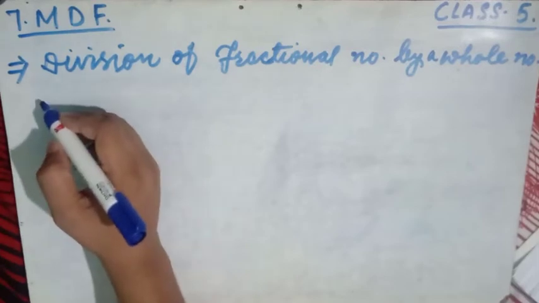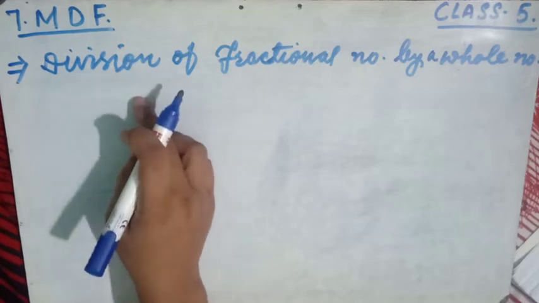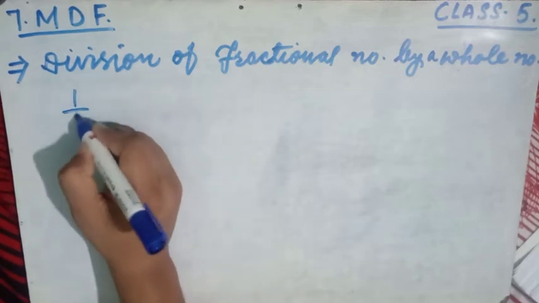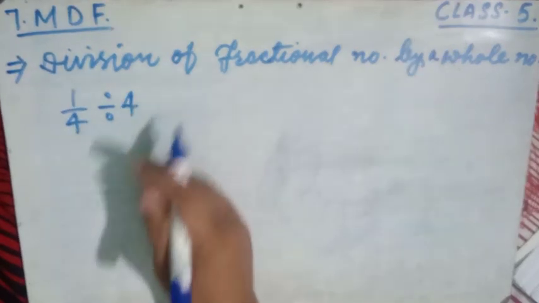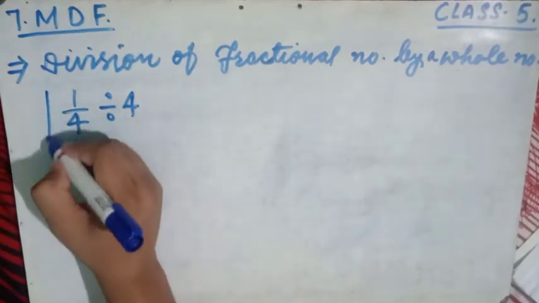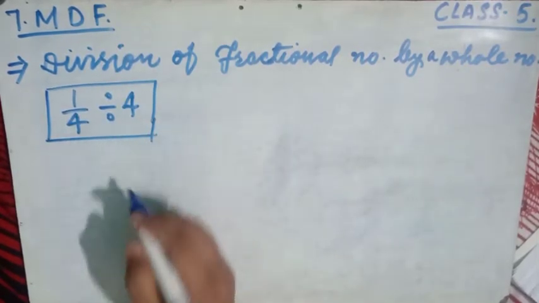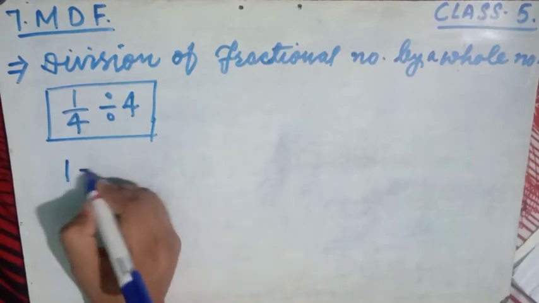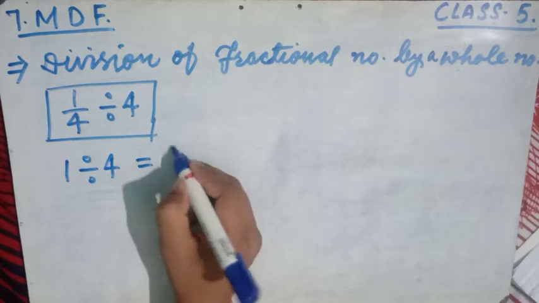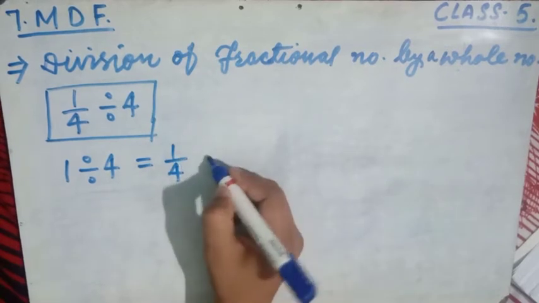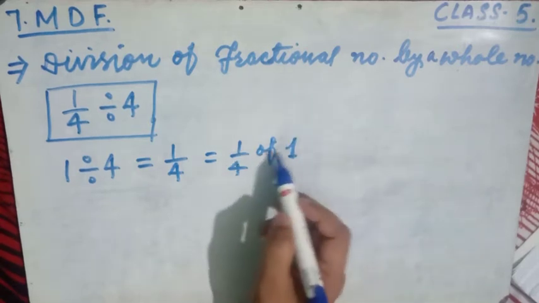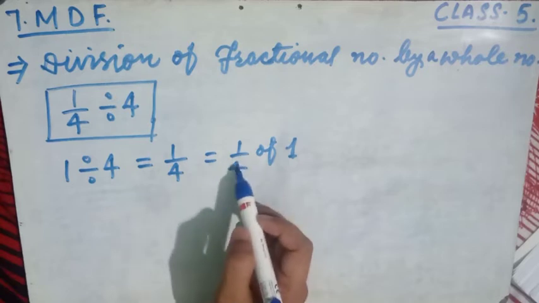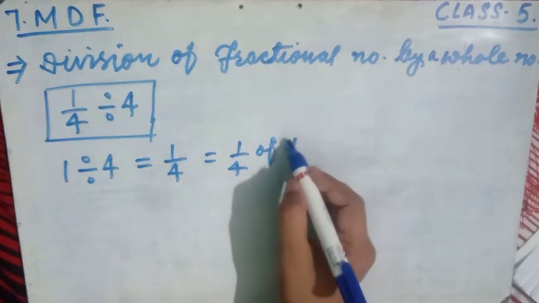Now with the help of examples we are going to understand this subtopic. Suppose 1 by 4 is divided by 4. Okay, now what does it mean? See friends, suppose 1 divided by 4 could be written as 1 by 4, and this could be written as 1/4 of 1. So 1 by 4 means 1/4, and 1/4 means 1/4 of 1, means there is one thing.